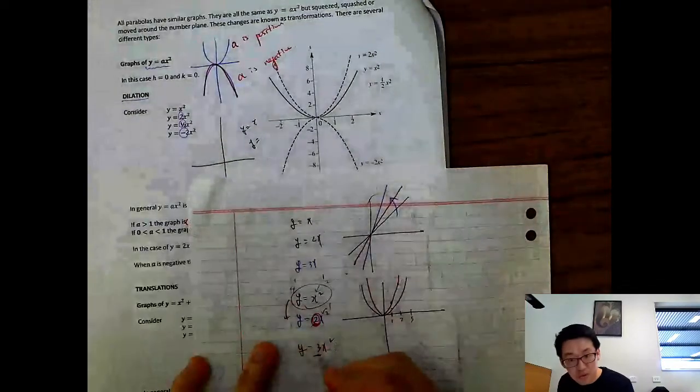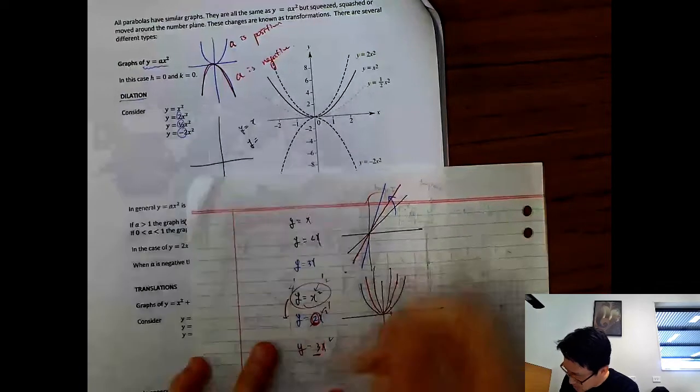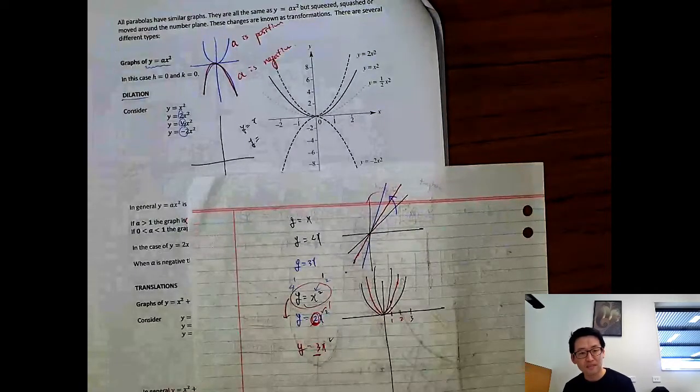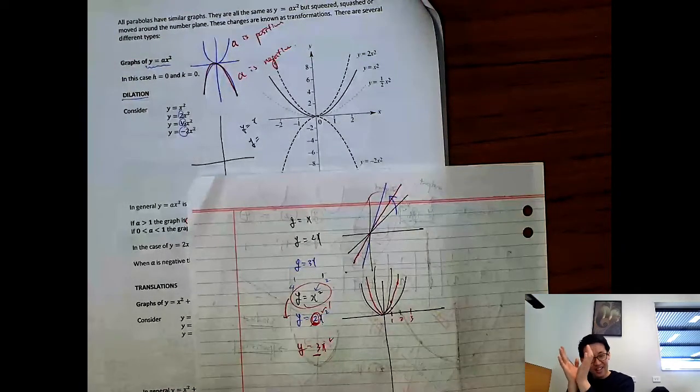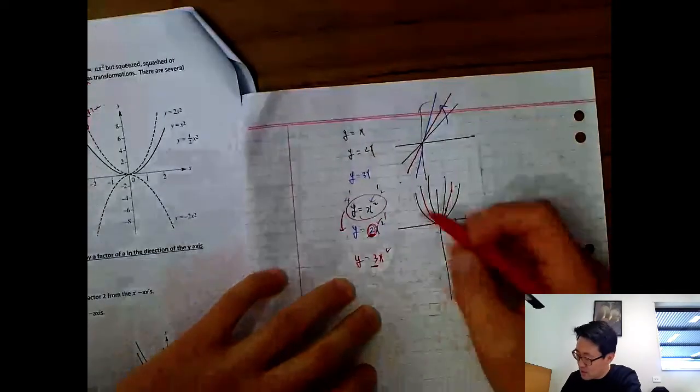So y equals 3x squared, we will have something like this. I'm just exaggerating here, but you can see it's thinner and thinner that way. Do you understand? Yeah? What about negative ones? Same way.